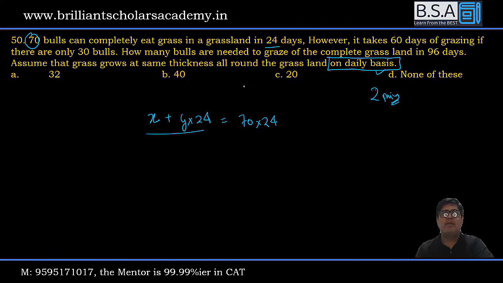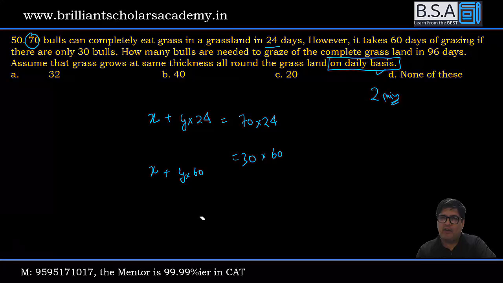Now, how many bulls are there? 30 bulls. How many days do they consume this grass? They consume it for 60 days. So can I say X was the initial amount of grass? The growth in the grass is Y into 60. This is what I must solve to get the answer overall. So two equations are there, two variables are there.